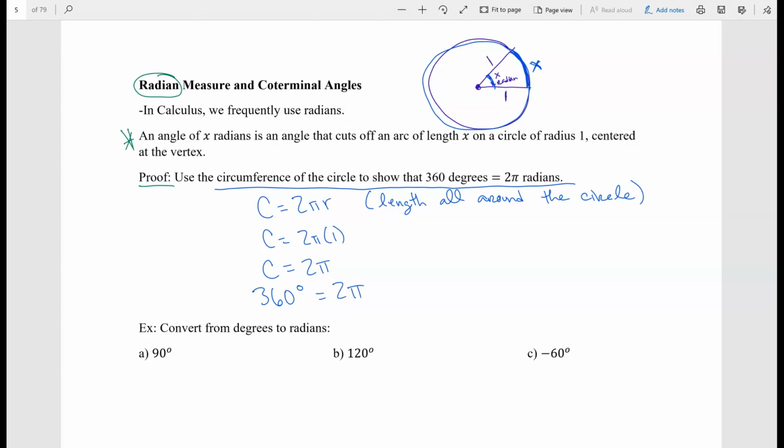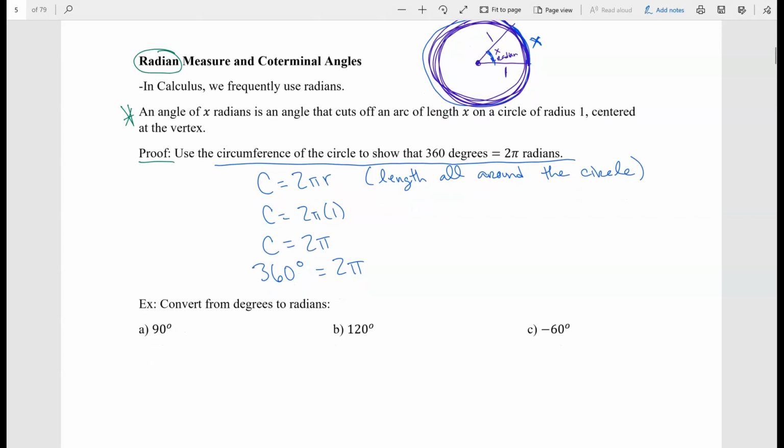We just found the length of the whole circle. The whole circle is 2 pi. If this is 2 pi, then the angle itself in radians will be 2 pi radians. So the whole circle is 2 pi, which means the measure itself is also 2 pi radians. What's also one full revolution? 360 degrees. So 360 degrees is equal to 2 pi.